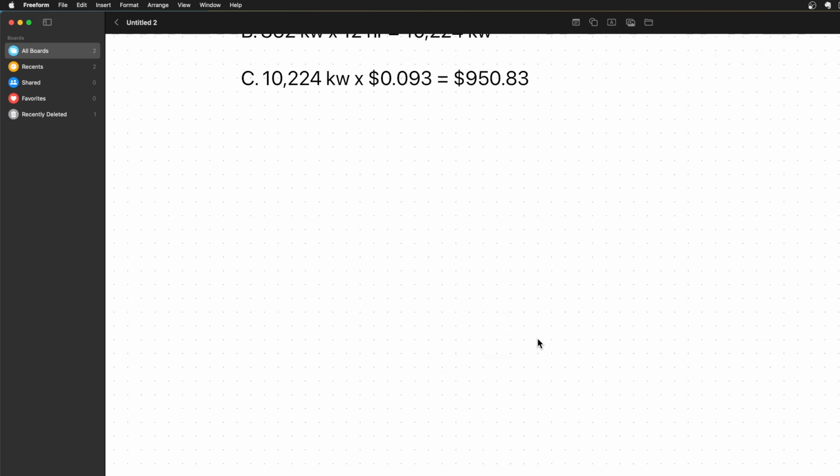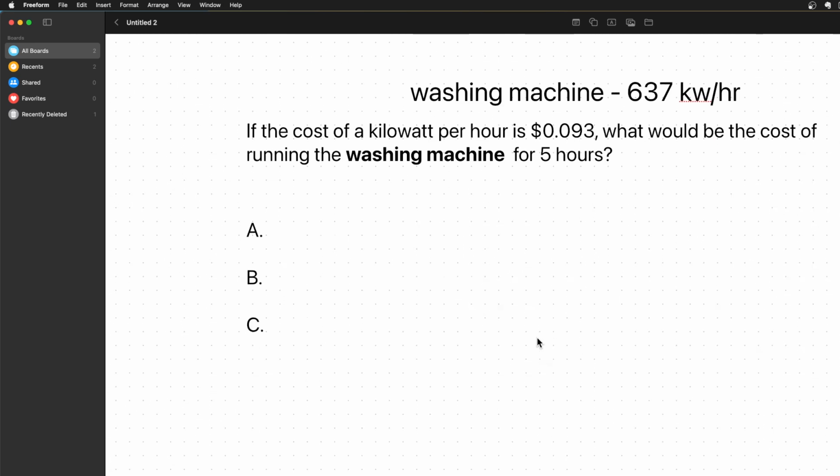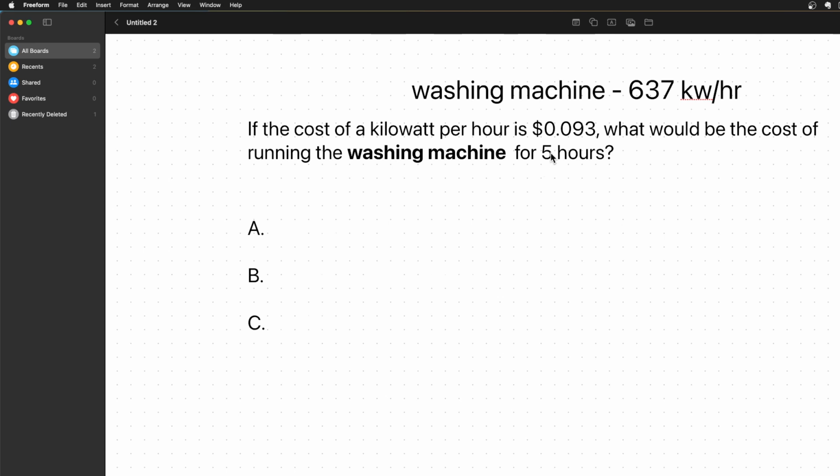Let's try another one. For our second and last practice problem, determine how much it would cost to run a washing machine that uses 637 kilowatts per hour for 5 hours. Go ahead and pause the video and give this one a go.